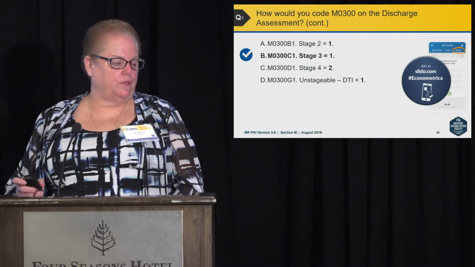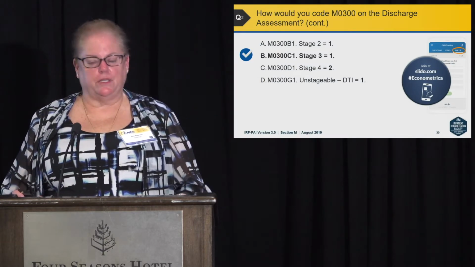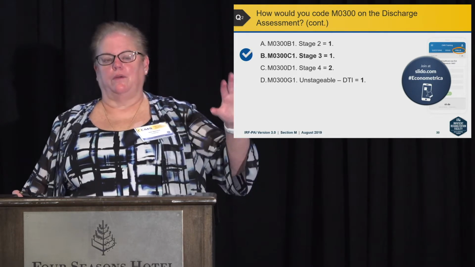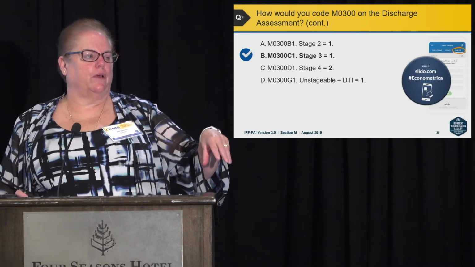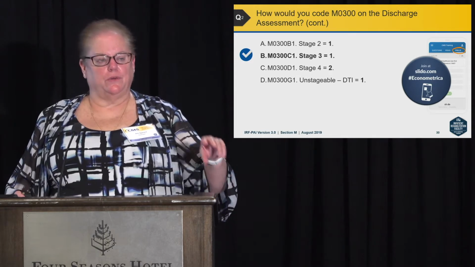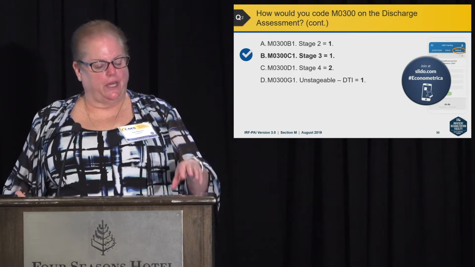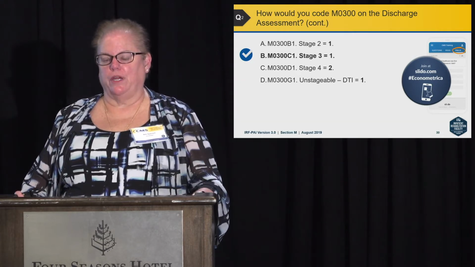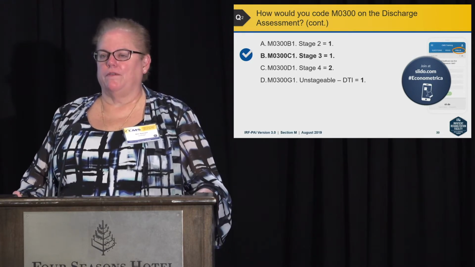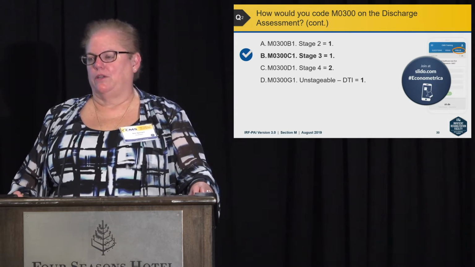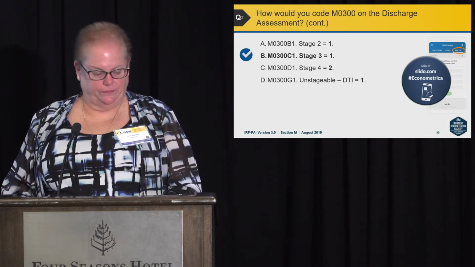How would you code M0300 on discharge? It would be a stage 3, right? They had the stage 2 on admission, they had an interrupted stay, it progressed to a 3, they came back to you, it's not considered new, not considered on admission. At discharge, they have a stage 3, and then it would ask you, of those stage 3, how many of those were present upon admission? And you would say 0.